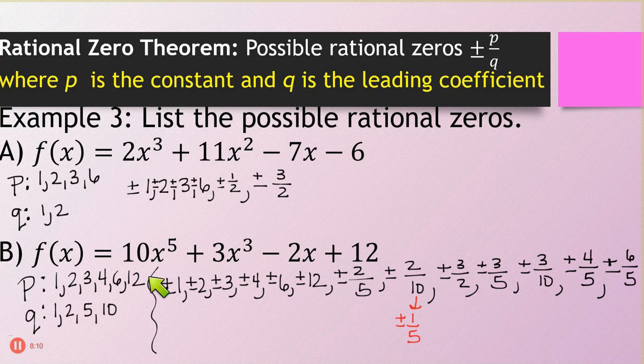So our last one, 12 divided by 1, we have. 12 divided by 2, 6, we have. 12 divided by 5. I'm going to list that one. And then we have 12 divided by 10. Well, 12 divided by 10 reduces to 6/5, and we already have that. So that is how we find the possible rational zeros. And in our final example, we are going to begin actually finding the zeros.